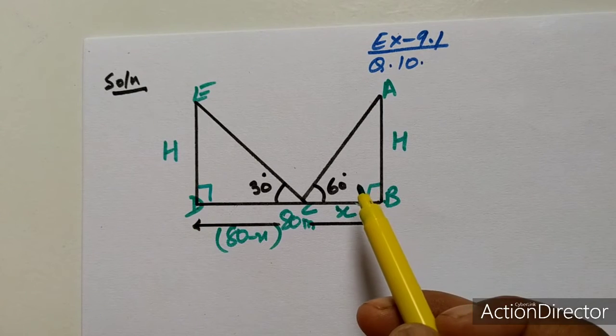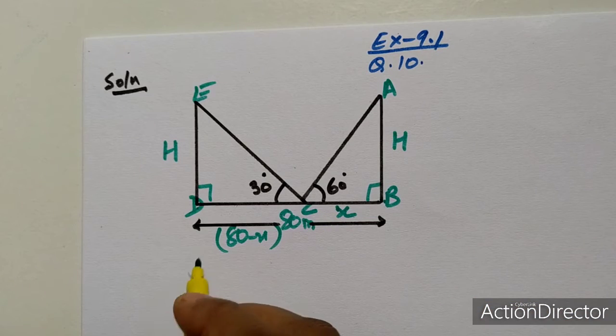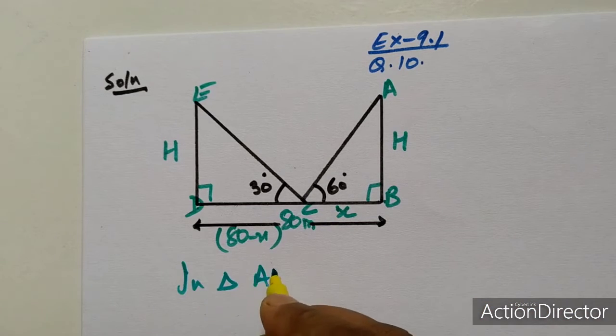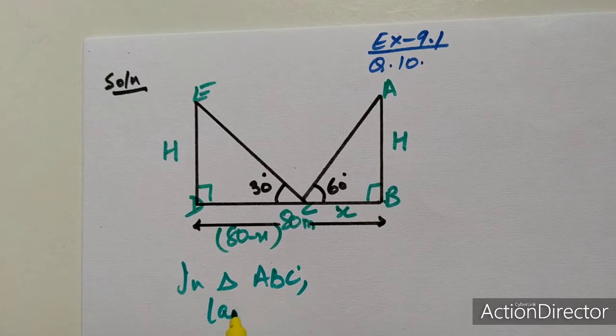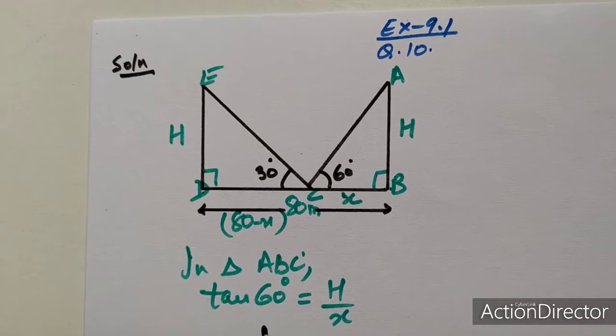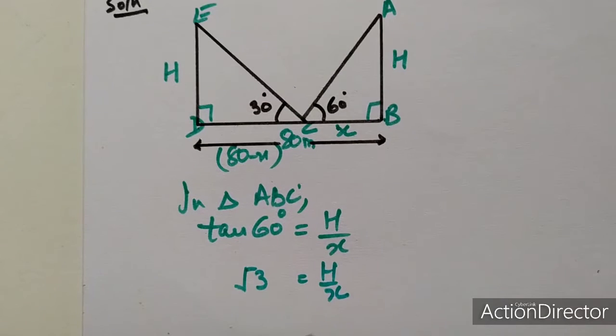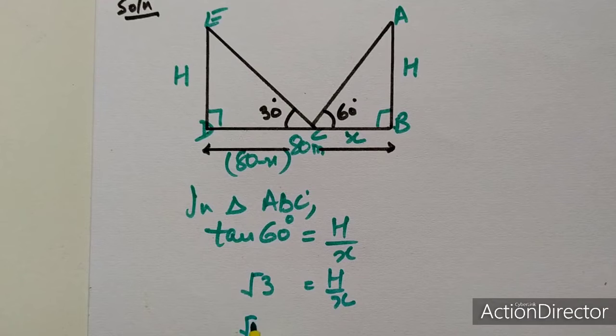So first of all take this triangle, triangle A, B, C. Okay. So here we have to write in triangle ABC, tan of 60 degree is equal to perpendicular upon base, that means capital H upon x, okay, where capital H and x both are unknown, but we know the value of tan 60, so tan 60 is root 3, here it is h upon x, or you can write root 3 into x will be capital H. This is equation number 1.